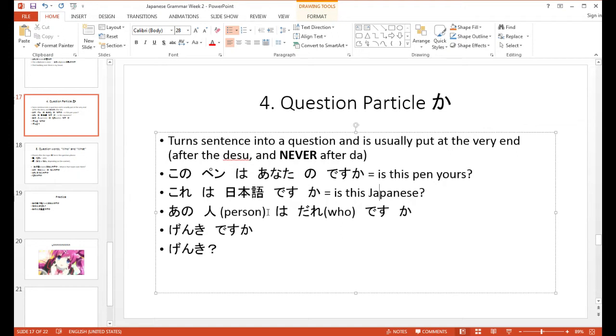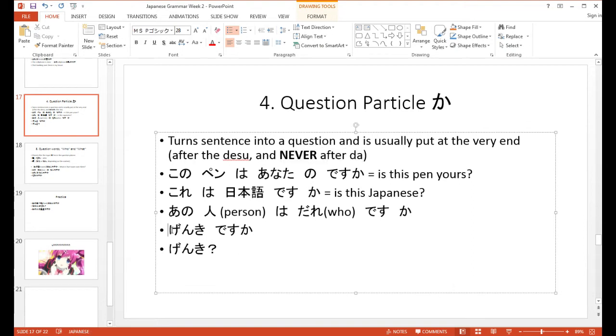It almost acts to me as a question mark that you put at the very end. Usually you'll see ka at the very end. Sometimes you'll see it in the middle of the sentence. But the one I'm teaching you is very basic, so it's just at the end. You just add it after the desu ka. Never put it after the casual particle.